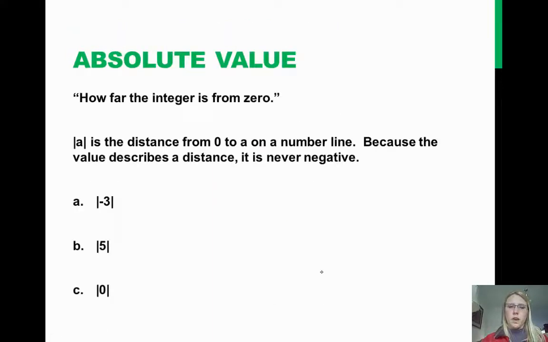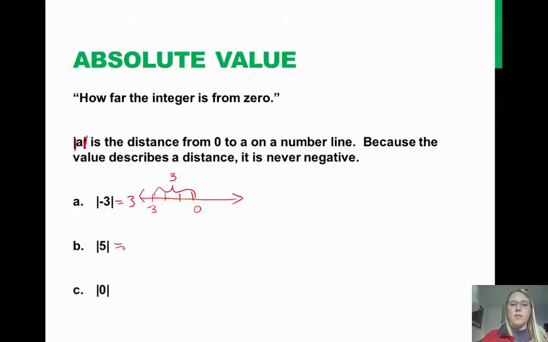Absolute value. How far the integer is from 0 is really the definition of absolute value. We write absolute value with these straight up and down lines around the letter or the number. It is the distance from 0 to a on the number line. Because absolute value describes a distance, it is never negative. So if you think about -3, and if I were to draw a number line with -3, here's 0, 1, 2, 3 in the negative direction. Well, from here to here is really a distance of 3. So I can say that the absolute value of -3 is equal to 3.